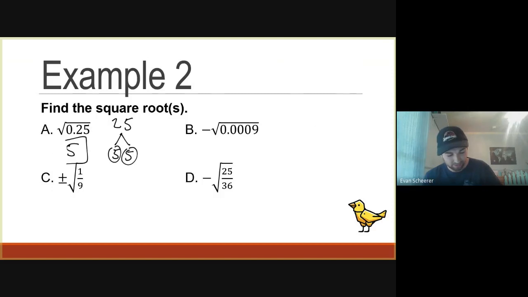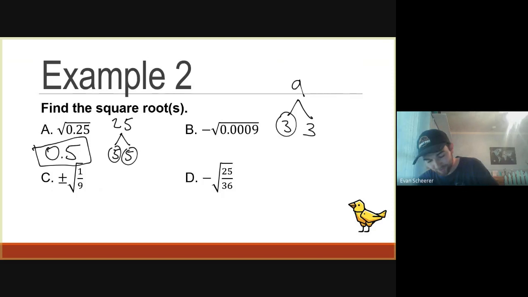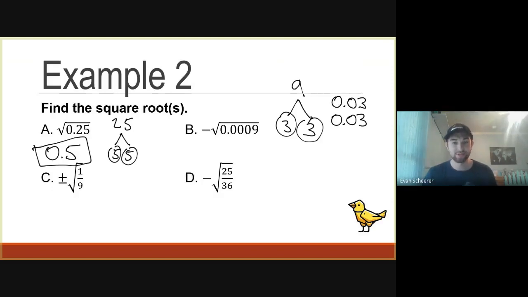Here, I'll make that a little bit clearer. 0.5 is your answer. For B, negative 0.0009. Well, let's find the square root of 9. So that's 3 times 3, which equals 9. But we need 4 decimals, which means we need 2 decimals for one 3, 2 decimals for another 3. So instead, we're going to do 0.03 and 0.03. And that multiplies to 0.0009. So we're going to do 0.03 as our answer. But then we have this negative, so we need to put the negative in front.